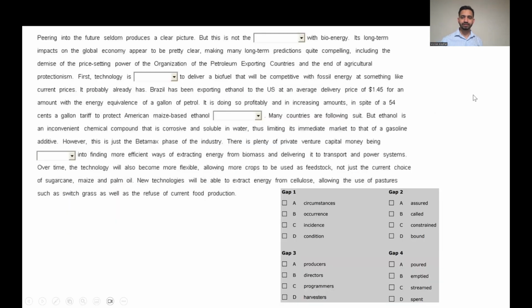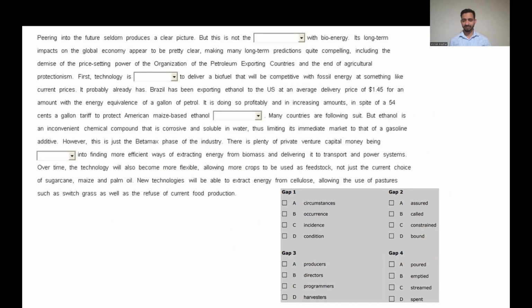Cool. All right, let's look at this one. This one is about peering into the future seldom produces a clear picture. So if you look at the future, it doesn't really show us the correct picture, but this is not the case. I was going to say the case, but circumstances, occurrence, incidents, and condition. I think it's circumstances. We're going to go with circumstances with bioenergy.